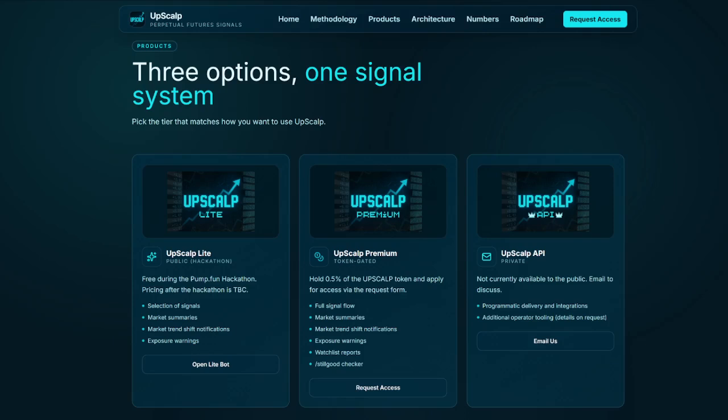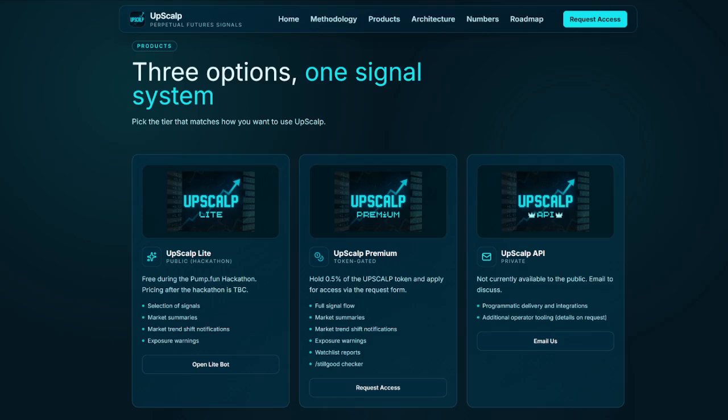The information you see in the light bot is not as complete as in the premium bot, but I expanded it a little bit more today. So you do still get quite a lot of information in the light bot, but you're only getting 30% of the signals that are in the premium bot. The premium bot then is token gated. You have to hold 0.5% of UpScalp to access it.